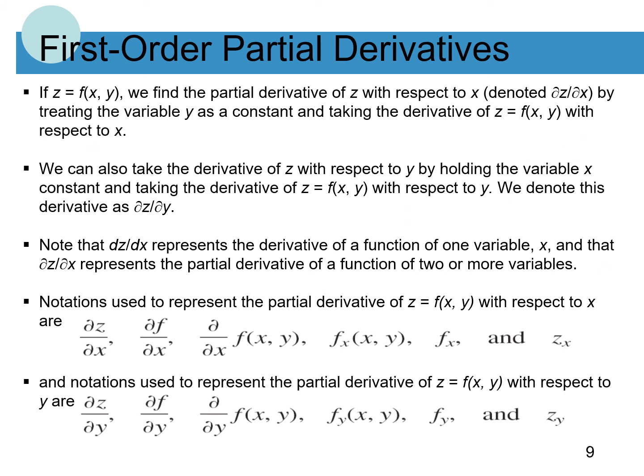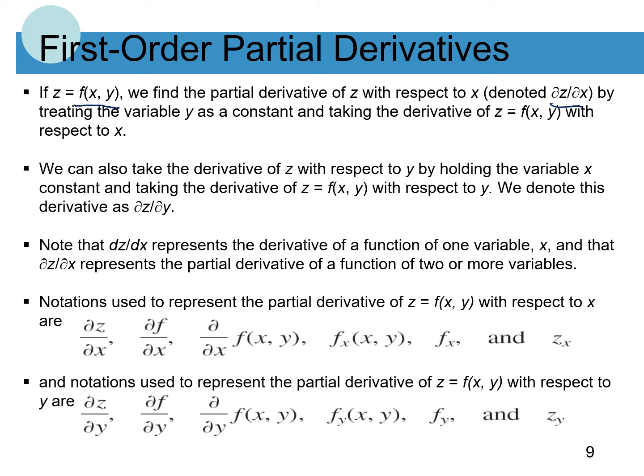Okay, then now we move to the second part of the derivative, that is known as the partial derivatives. In partial derivatives, we have the first order derivative, meaning that we are doing the first partial derivative of the function. So let's say we have z equal to f of x, y. This means that there are two variables included in the function. Therefore, the partial derivative of z with respect to x can be denoted as dz over dx by treating the variable y as constant and taking the derivative of z equal to f of x, y with respect to x.